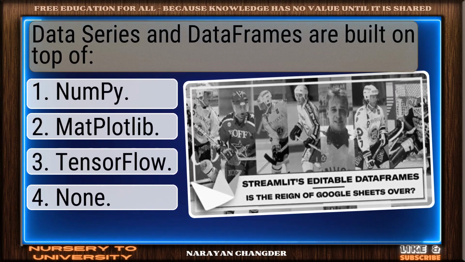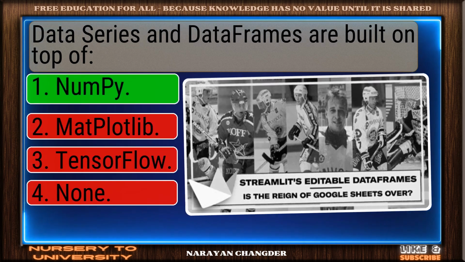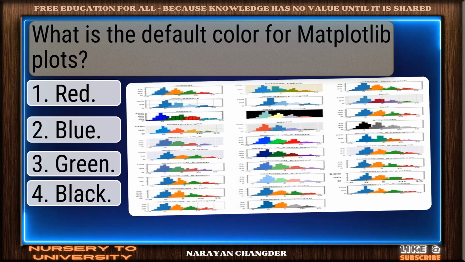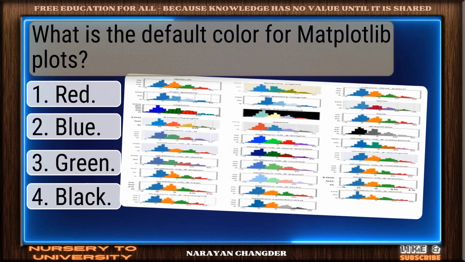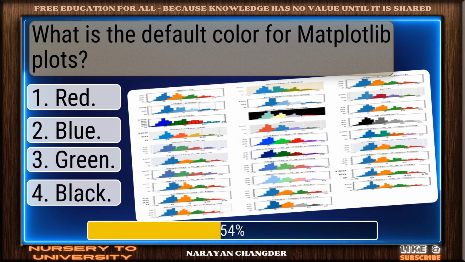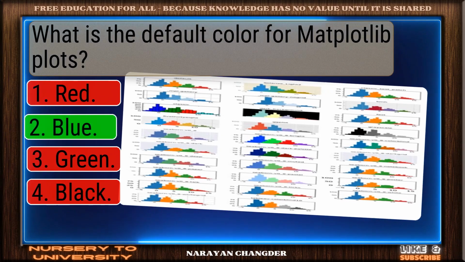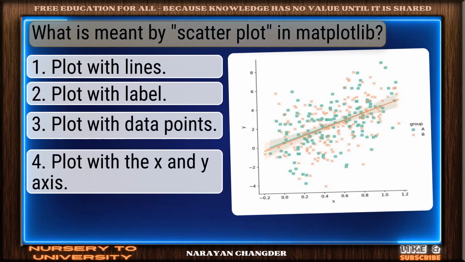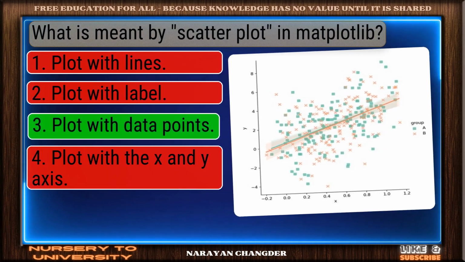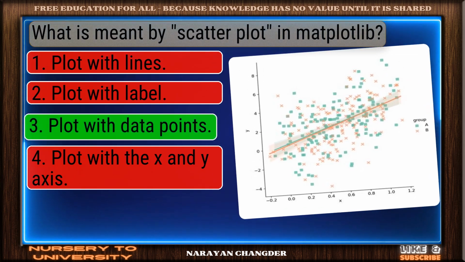Question number 41. Data series and data frames are built on top of. Excellent choice. NumPy is the right answer. Question number 42. What is the default color for Matplotlib plots? You're right. Blue is the correct answer. Question number 43. What is meant by scatter plot in Matplotlib? Good job. Your answer, plot with data points, works well here.